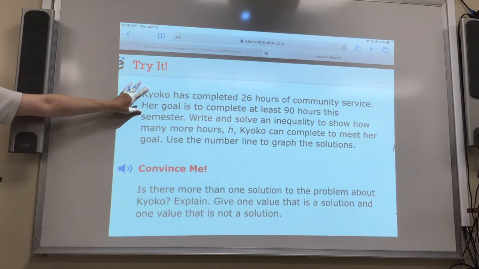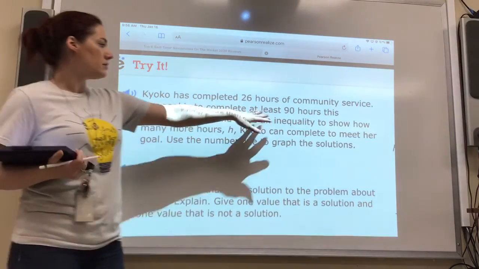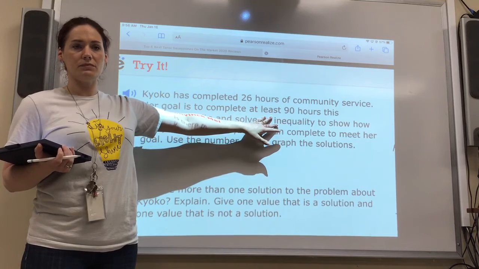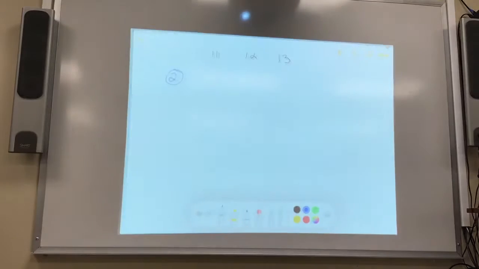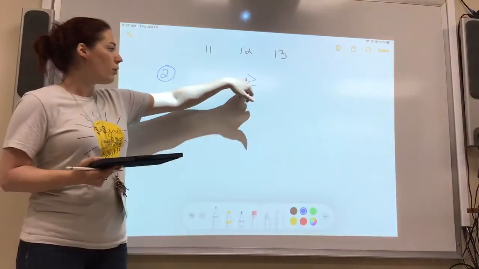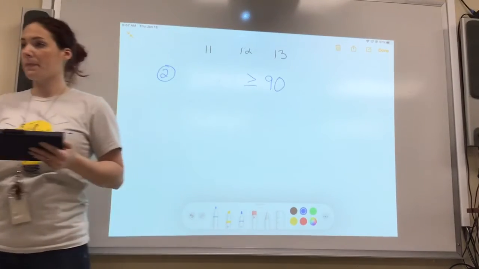Where are my inequality words? Evelyn? At least. At least 90. We want at least 90. What does at least mean? Those are important words. What does at least mean, Bailey? 90 hours or above it. So what inequality is that? Ivan? Greater than or equal to, because it's 90 or above. So she wants more than or equal to 90 hours.